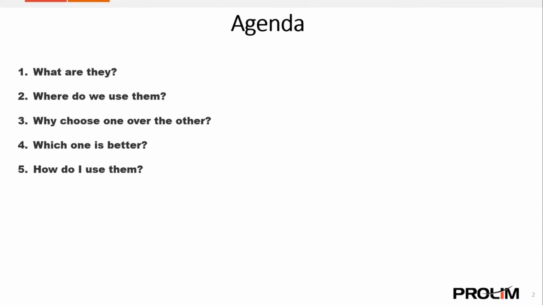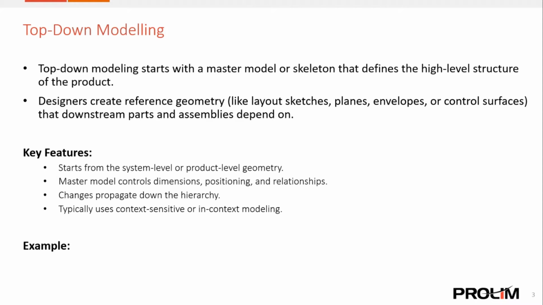Now, a quick introduction to top-down modeling. Top-down modeling starts with a master model or a skeleton that defines the high-level structure of the product. That's where designers can create reference geometry, like sketches, planes, envelopes, or control surfaces that downstream parts and assemblies depend on. The key features are that it starts at the system or product level geometry, the master model controls the dimensions, positioning, and relationships, changes propagate down the hierarchy, and it typically uses context-sensitive or in-context modeling.